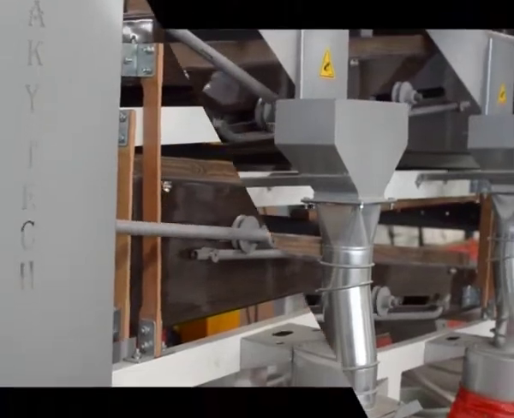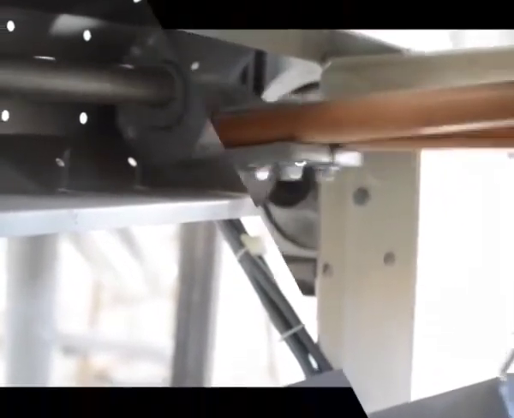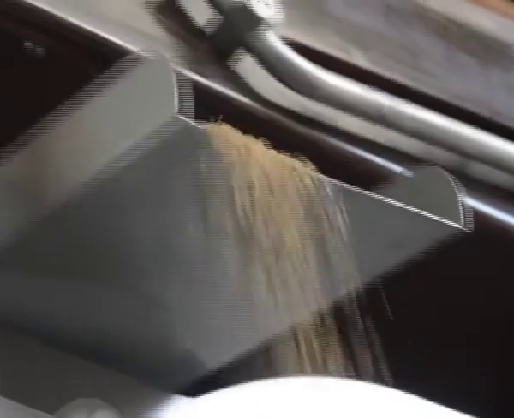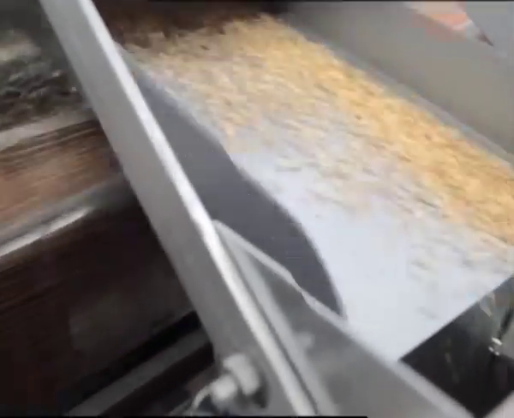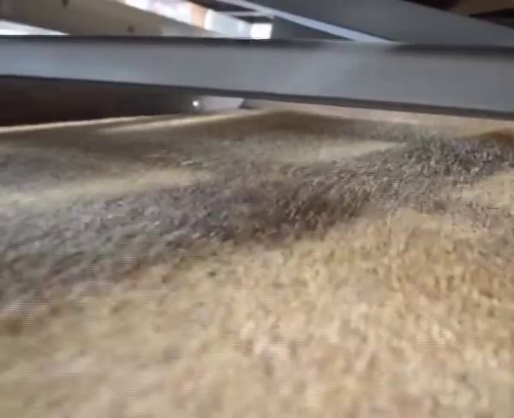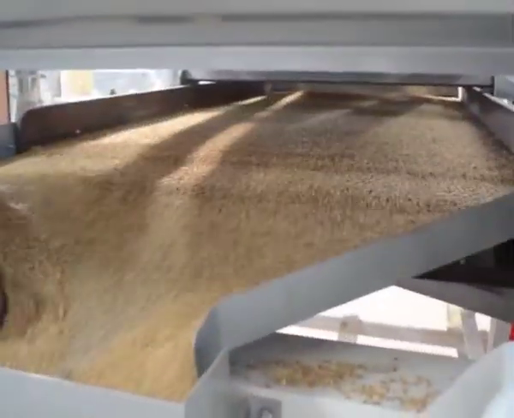Dehusking helps in improving the product appearance, texture, quality, palatability, and digestibility. There is a significant amount of avoidable loss at different stages of milling. The losses may vary from 10% to 15%, and this loss depends upon the type and quality of the grain milled, the process and the machinery used for milling, and other factors. It is therefore important to look at different aspects of milling. Proper process and machinery should be used to obtain maximum recovery of good quality dal from the grain.